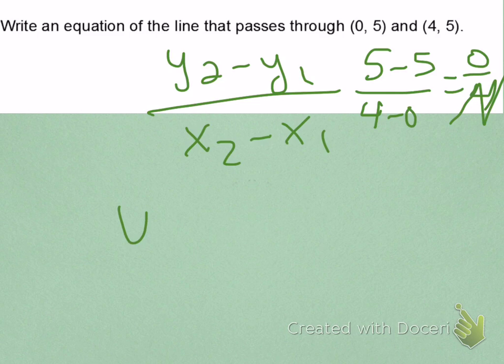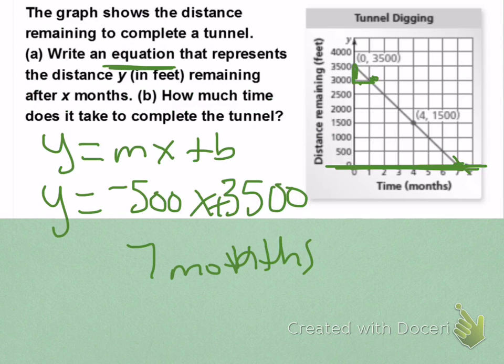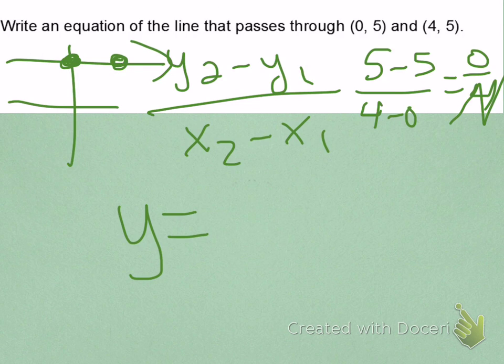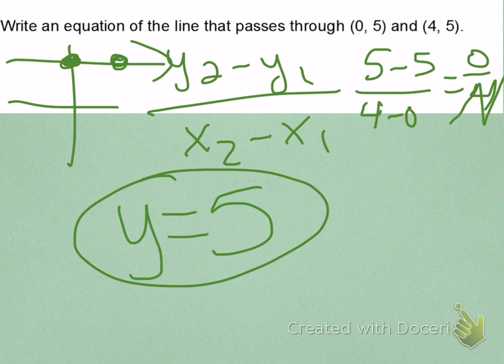So I know my equation is going to be y equals something, because that would show a 0 slope. Well, think about if we graph those 2 points. (0, 5) would be here, and (4, 5) would be here. So we would hit the y-intercept at 5. So my equation is y equals 5. I hope this helped you understand how to look at a line and write it in slope-intercept form.